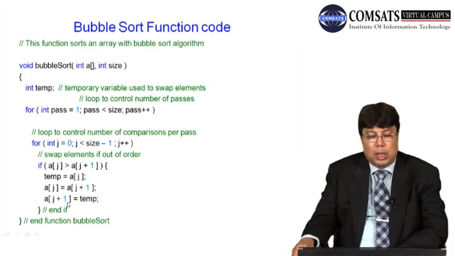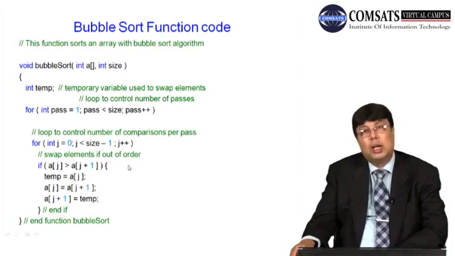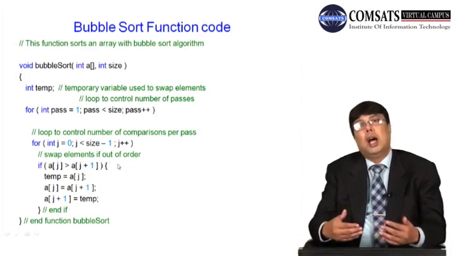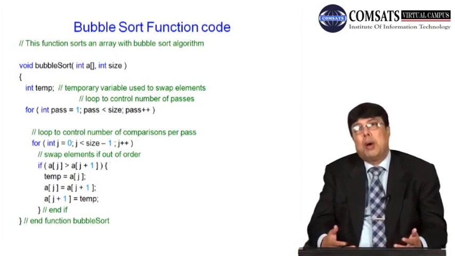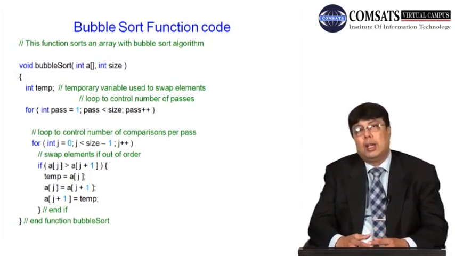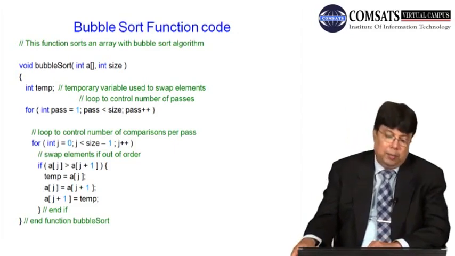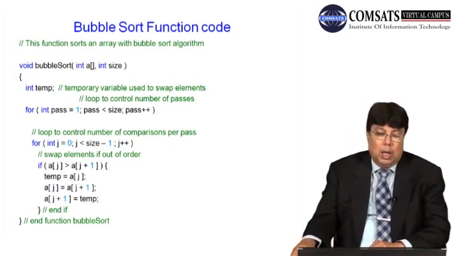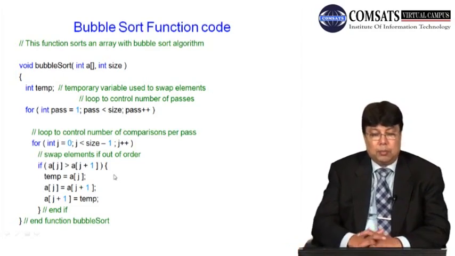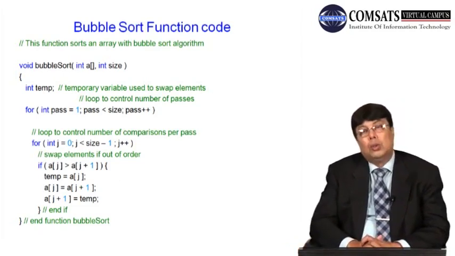See, the blue color used here shows that since you are using plus 1 here, we should use minus 1 here, so that we do not compare the last element outside of the array bound. We should not compare outside the bound, otherwise it will corrupt the complete data of the array. Okay, so we have gone through the code.